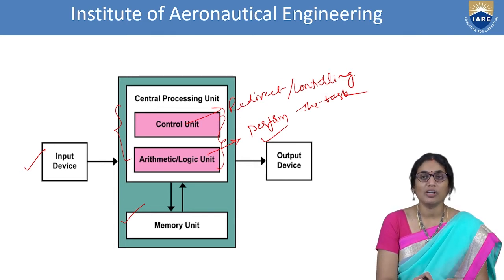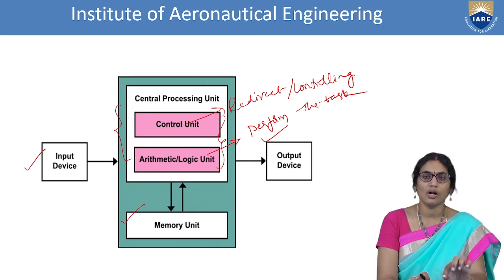Here the memory unit is intended exclusively for handling the storage of information. We are not bothered about how it is stored, how it is organized and how it is manipulated, but only about handling the storage. Now, the control unit is a unit which coordinates and controls all the units in the CPU.